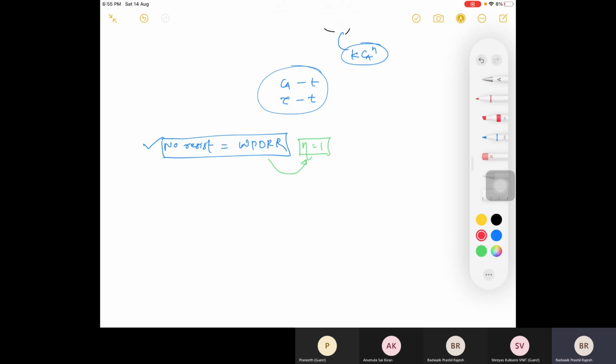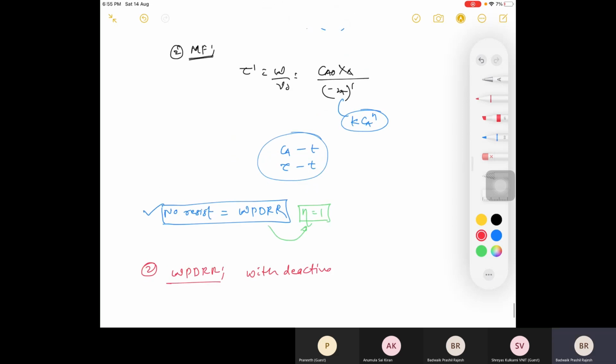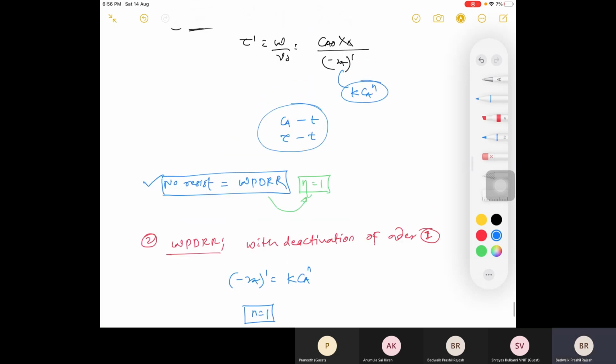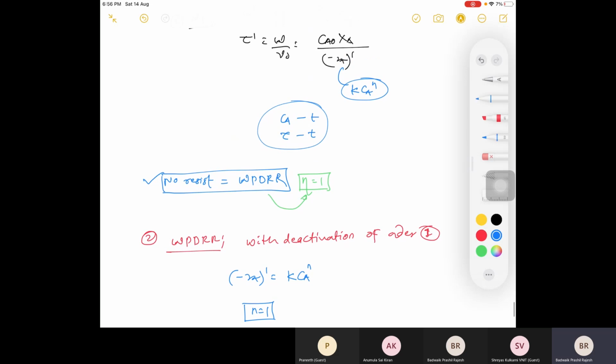Now write down this case, weak pore diffusion resistance regime, and with deactivation of order 1. So you just need to tell me what my rate equation is. Other process you know: k into Ca to the power n, and n I am assuming as 1. What will be the change in the previous case compared to this case? Activity, sir. A should be written.